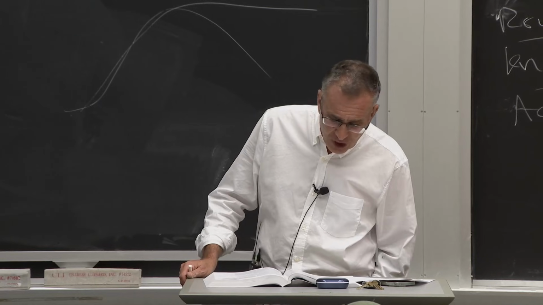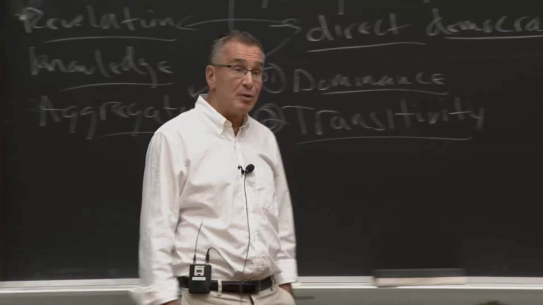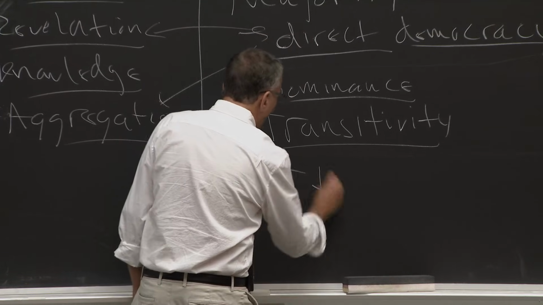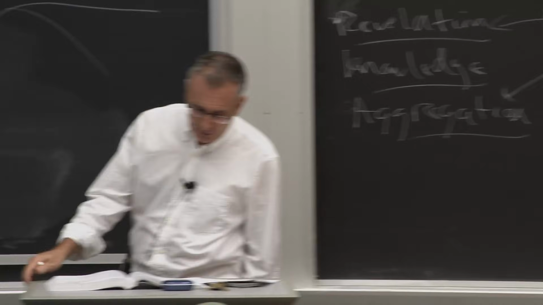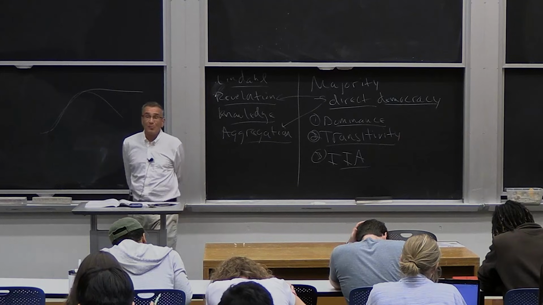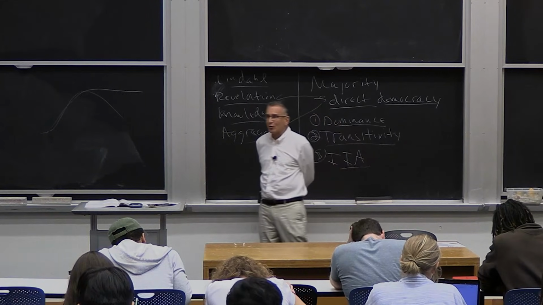The third condition is a little more controversial, but in political economy it's generally assumed to be important, which is what we call independence of irrelevant alternatives. This says that the choice between A and B should not be affected by the random introduction of C.